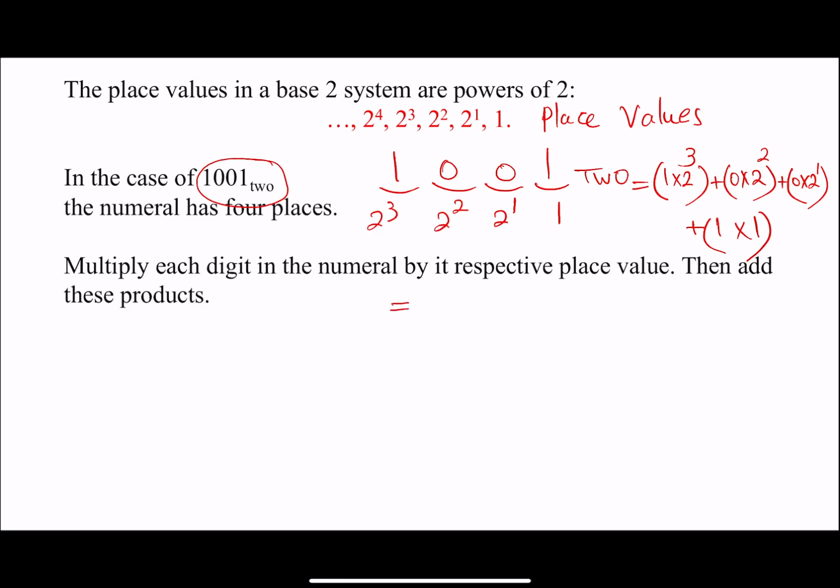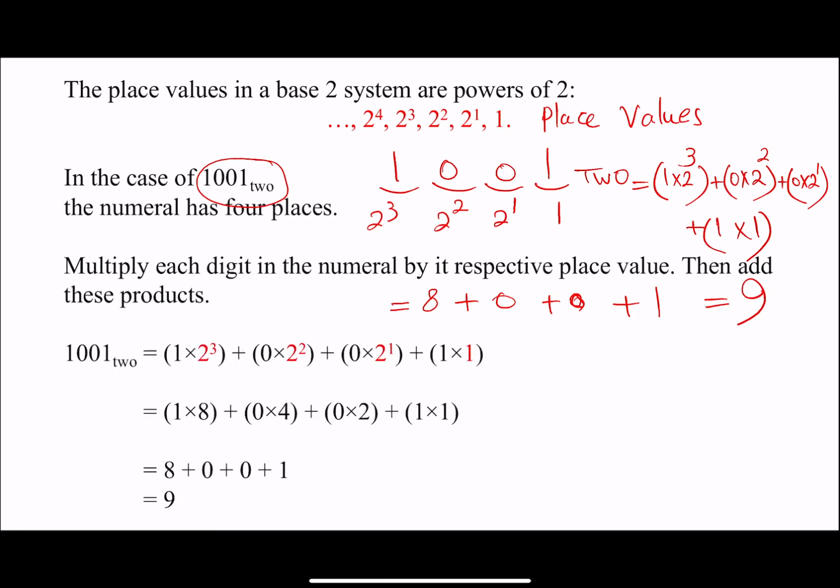So the answer is 1 times 2 to 3 is 8, plus 0 times 4 is 0, 0 times 2 is 0, 1 times 1 is 1. So 8 plus 0 plus 0 plus 1 is 9. So 1001 base 2 is actually the numeral 9 in base 10 or Hindu Arabic. Okay? So what we do, we write down the place values. Don't forget to write down the place value of each digit from right to left. Multiply each digit by its place value and then add the results.